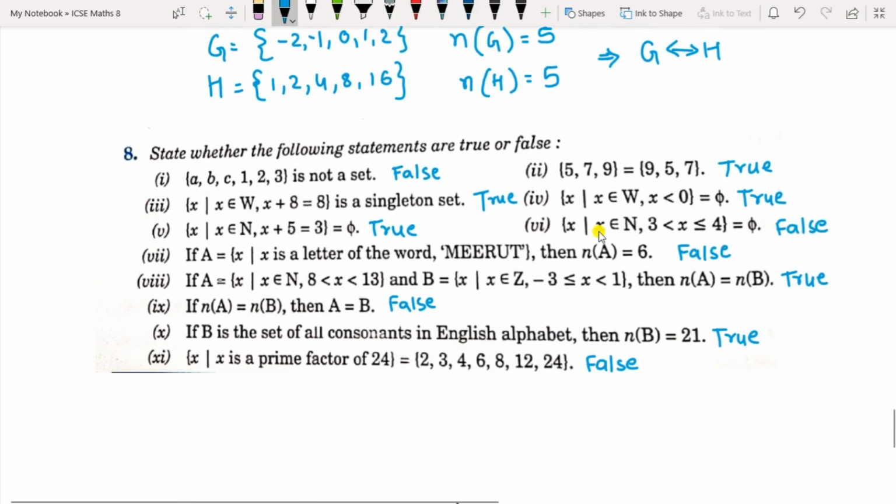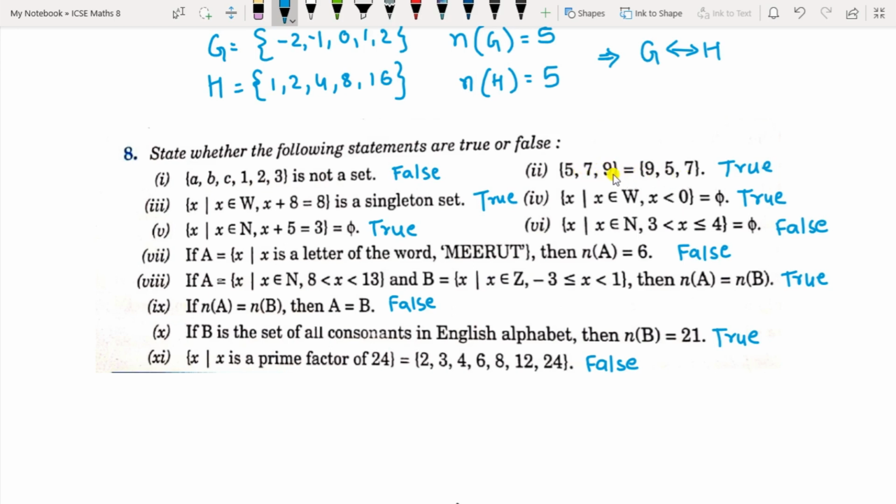Next question is question 8, true or false? ABC 1 to 3 is not a set. No, it is a set. Alphabets along with numbers can be a set together. So it is false. 5, 7, 9 and 9, 5, 7, these are not equal sets. These are equal sets. The numbers may be forward or backward, but these are equal sets.